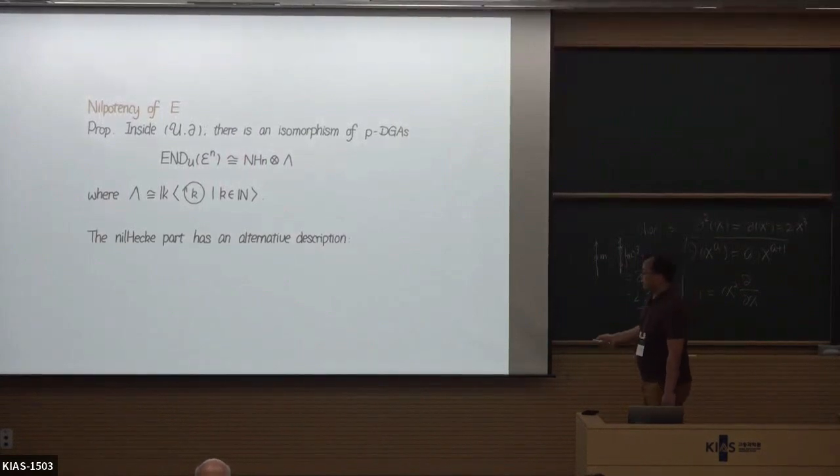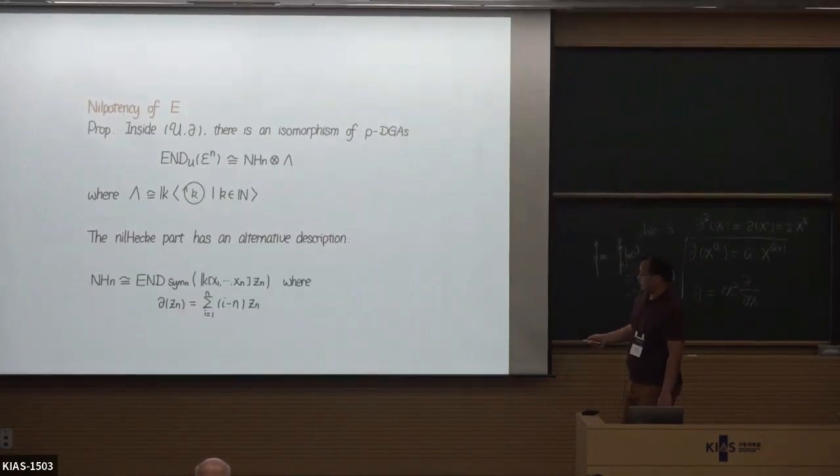The nil-Hecke part has an alternative description. This comes from geometric representation theory, a very easy description.